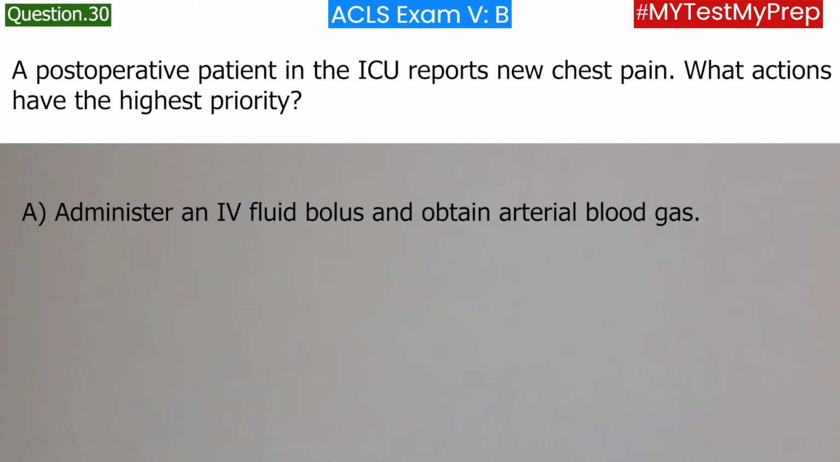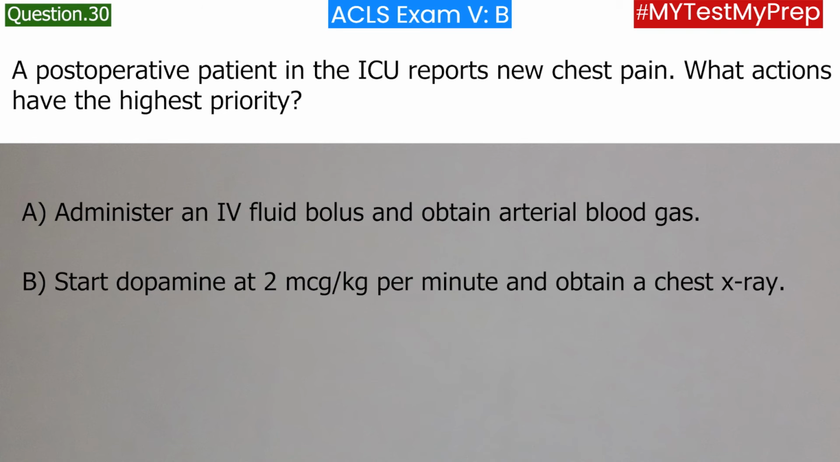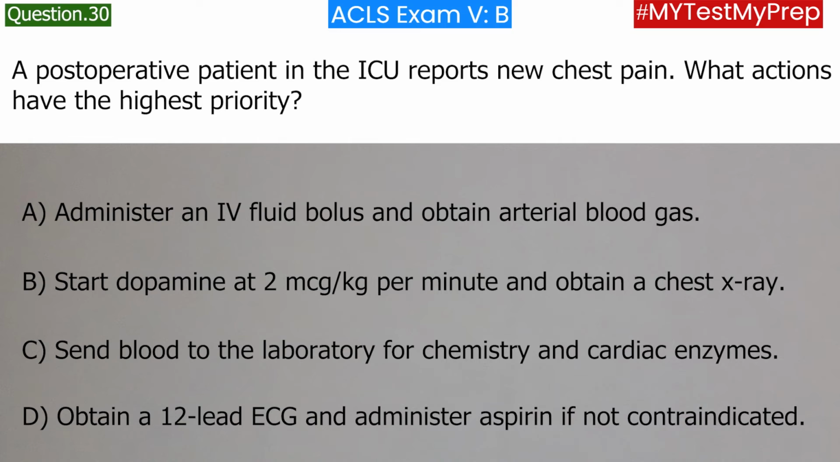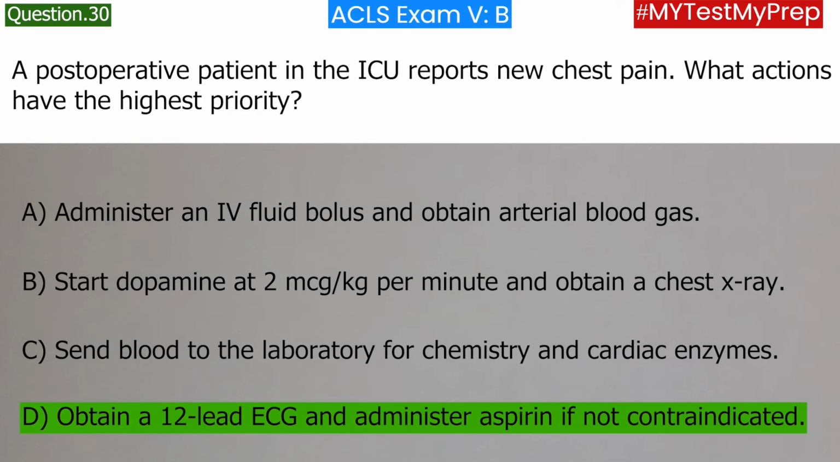A. Administer an IV fluid bolus and obtain arterial blood gas. B. Start dopamine at 2 micrograms per kilogram per minute and obtain a chest X-ray. C. Send blood to the laboratory for chemistry and cardiac enzymes. D. Obtain a 12-lead ECG and administer aspirin if not contraindicated. Answer. D. Obtain a 12-lead ECG and administer aspirin if not contraindicated.